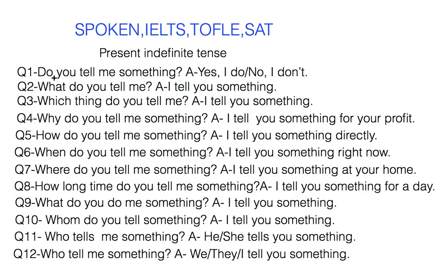So question number one is: do you tell me something? That is a base question, the basic grammar question. So you have to know this. Can you see here everywhere? Do you? It's the base question. That's why you have to make this question first here, and understand the base question first.